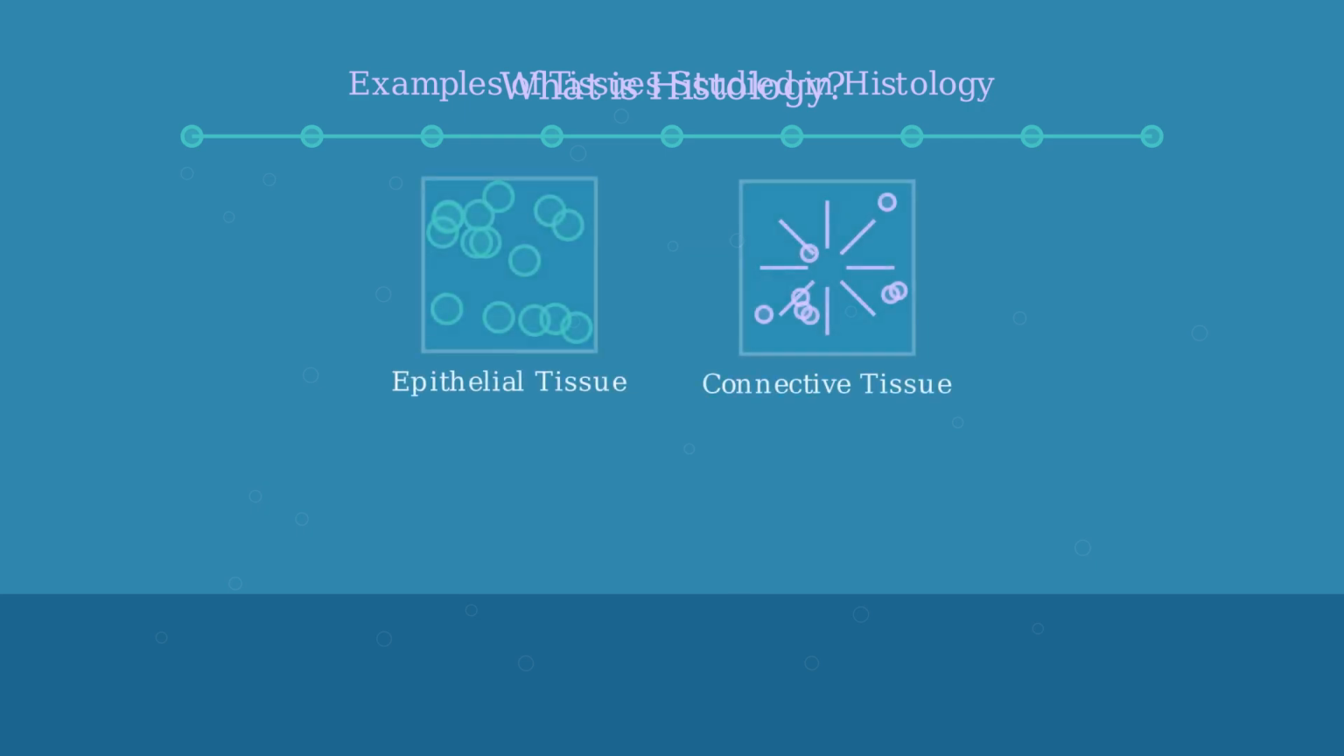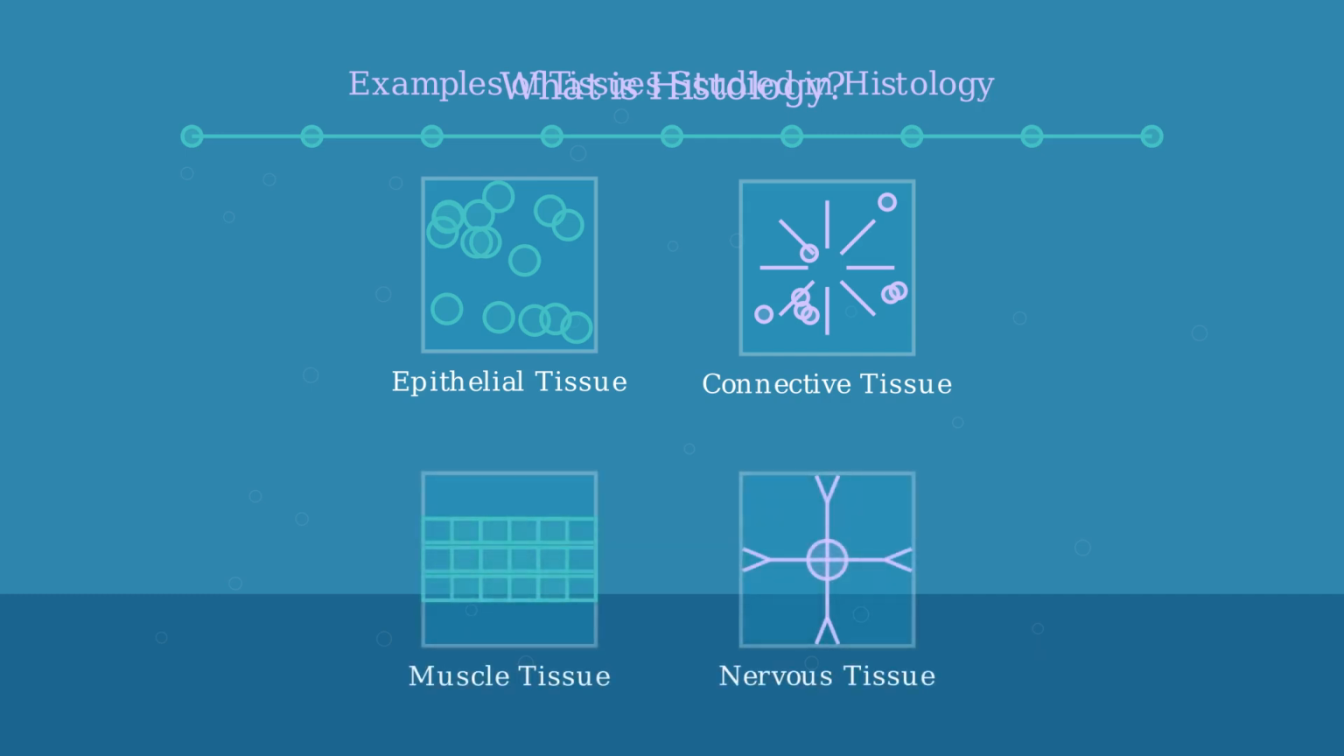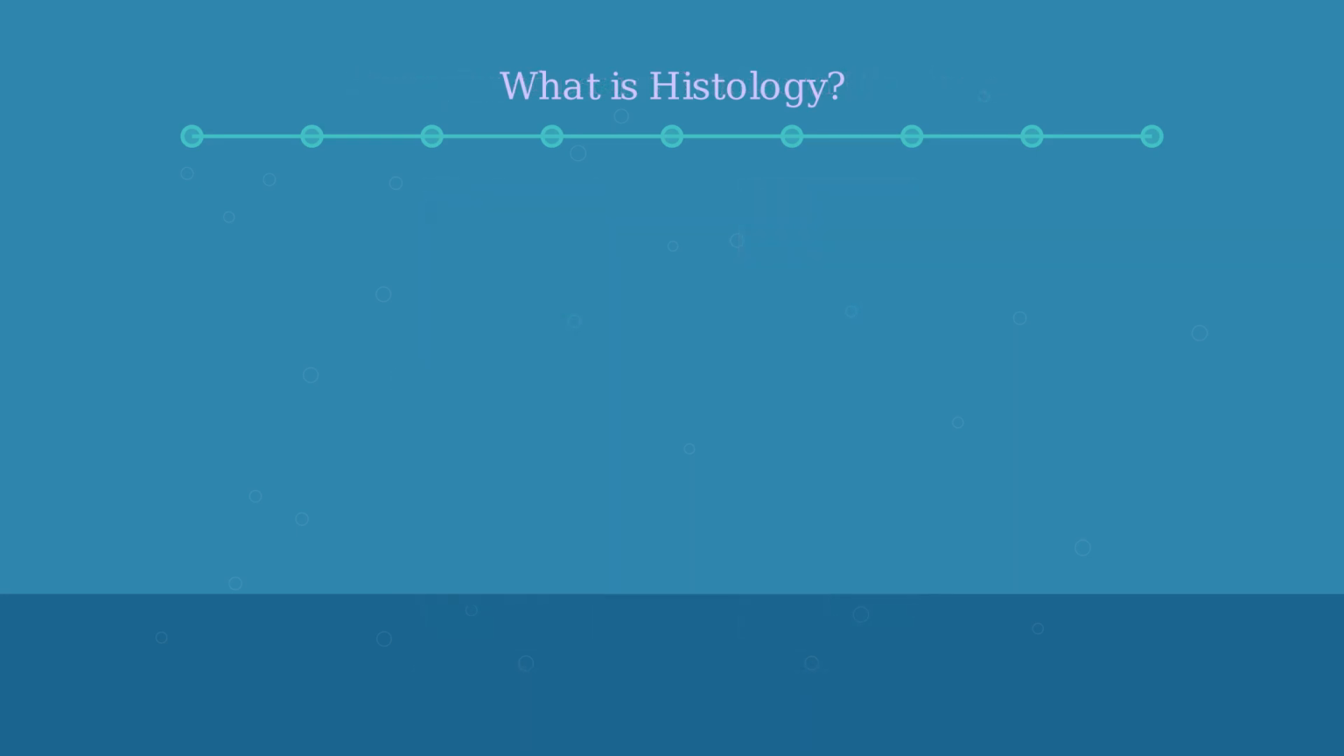Epithelial tissues cover body surfaces and line cavities. Connective tissues provide support and connect different tissue types. Muscle tissues enable movement, while nervous tissues transmit signals throughout the body. Understanding these tissue types through histology is essential for diagnosing diseases and advancing medical research.